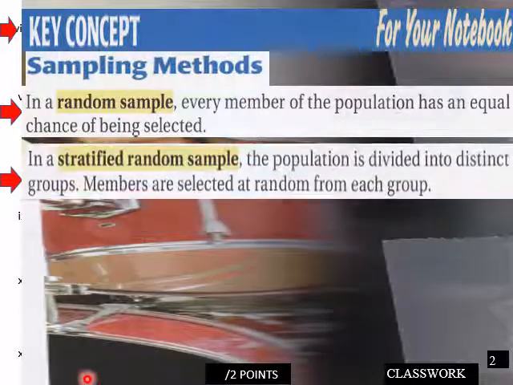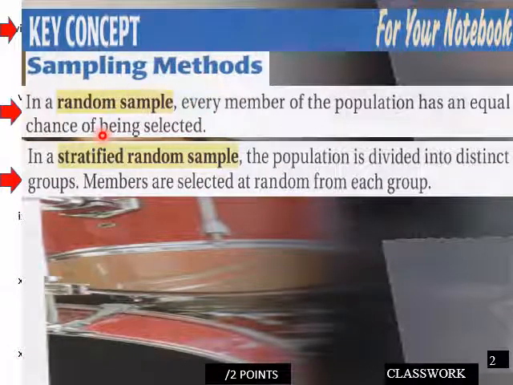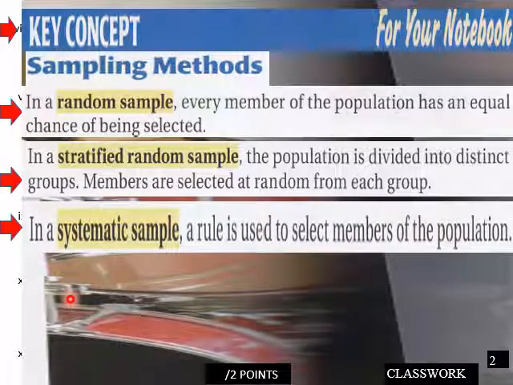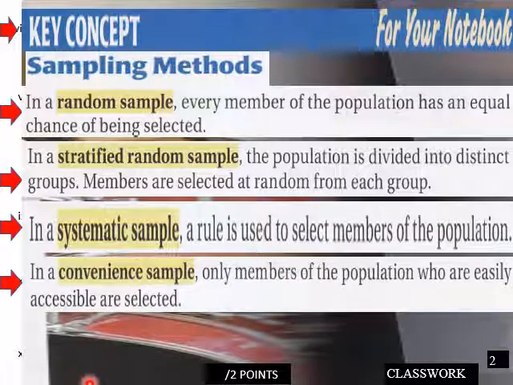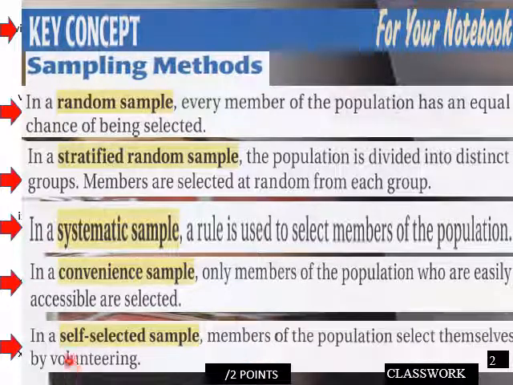Sampling methods here: a random sample, a stratified random sample, and a systematic sample. These are all different methods of sampling. And then a convenience sample, and then a self-selected sample. All these are different sampling methods for taking samples.